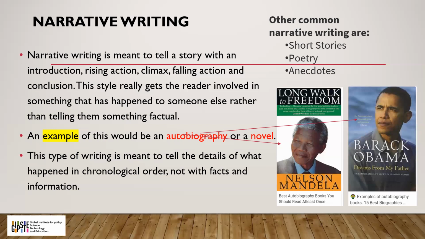So this type of writing is meant to tell the details of what happened in chronological order, from day one, from your birth to the current state of your doings or your endeavors. So it's very important. This type of writing tells the details of what happened chronologically, not with facts and information. Other common narrative writing styles are short stories and poetry. All these things are part of narrative writing.